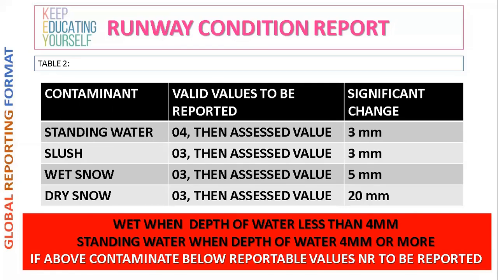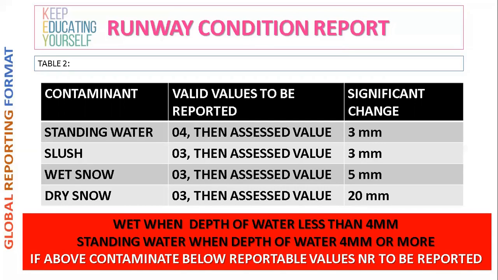Then the third column shows the significant change. Suppose the first value we have assessed is 0.4 for standing water. Now the variation is 0.4 mm plus 0.3 mm. Then we have to generate a new runway condition report. If any significant change in contaminants occurs, only then will a new runway condition report come. Otherwise, there is no need for a new runway condition report. Significant changes are reflecting that a new runway condition report is required.